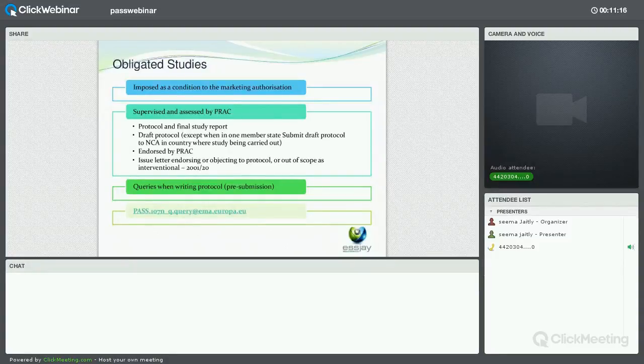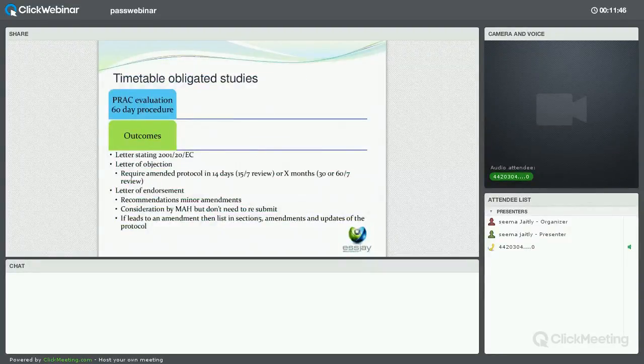I think importantly, one thing that I should have put on the slide, which I haven't, is that you will get a request that you need to perform an obligated post-authorization safety study, and as marketing authorization holder, you have 30 days to respond to that and to say, yes, you agree, or no, you don't agree, and state the reasons why you don't agree. And then you will get a response back that tells you yes or no, okay, fine, we agree that you don't need to do a study, or no, you do need to do a study.